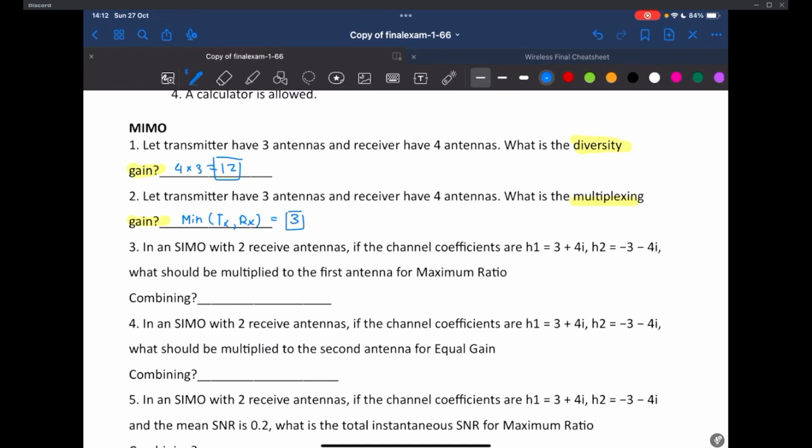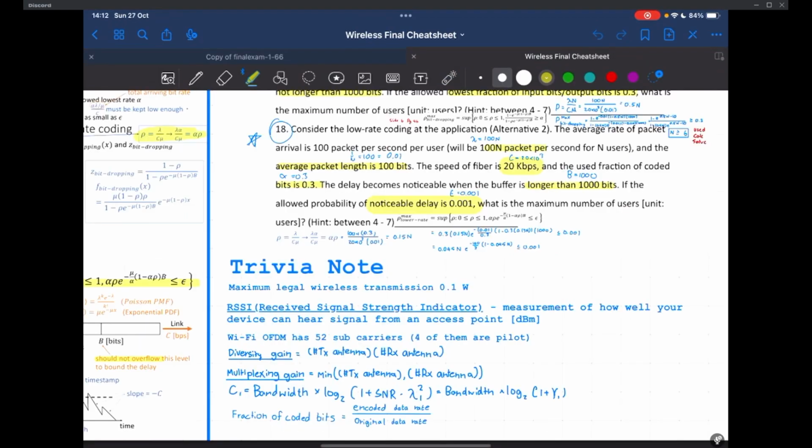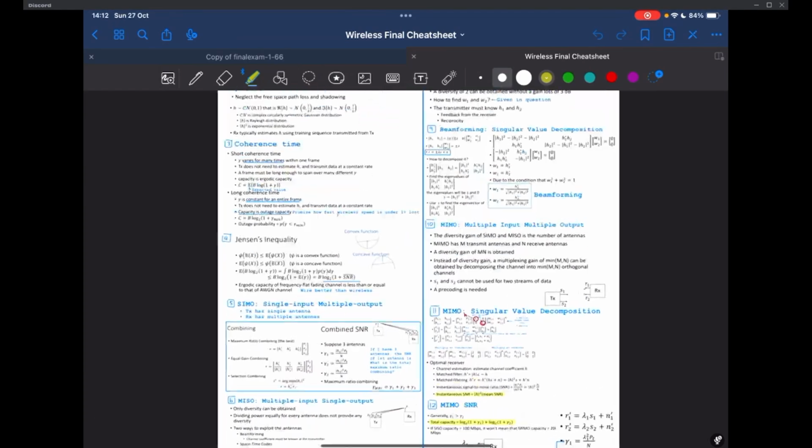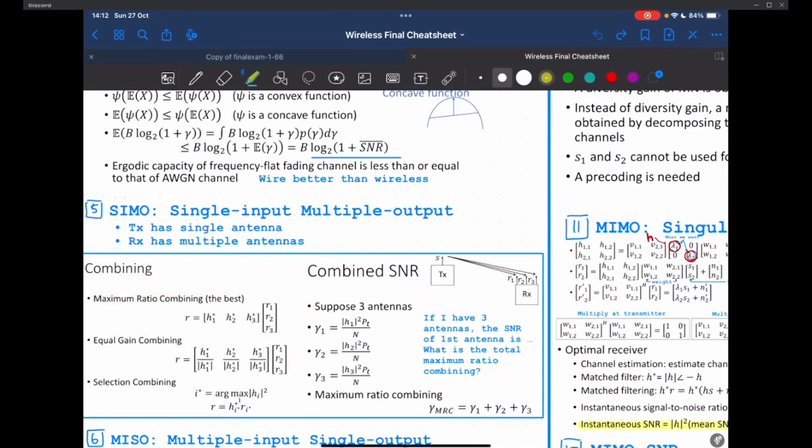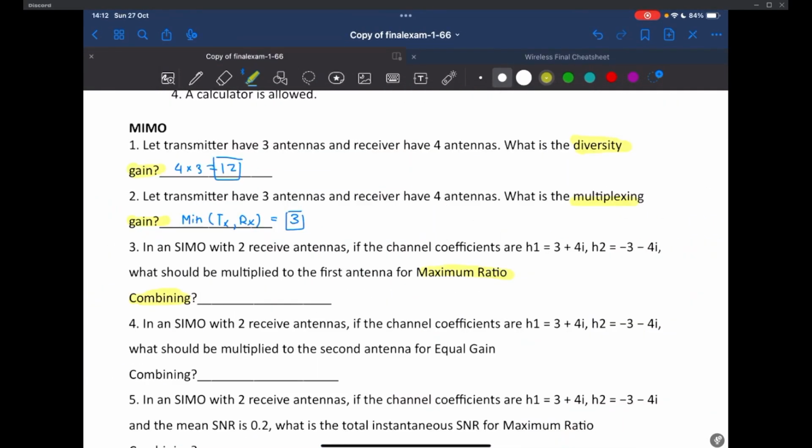Next one is SIMO with 2 antennas. If the coefficients are given for these two, find what should be multiplied to the first antenna to get the maximum ratio. This one is also on my cheat sheet. You can look, it's in the MIMO first page. It's here, maximum ratio combining right here, and I'll show you how it looks.